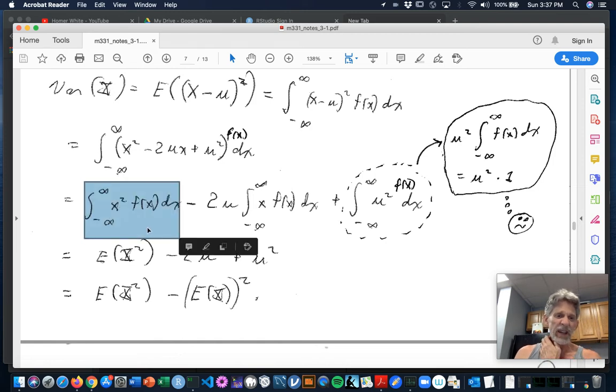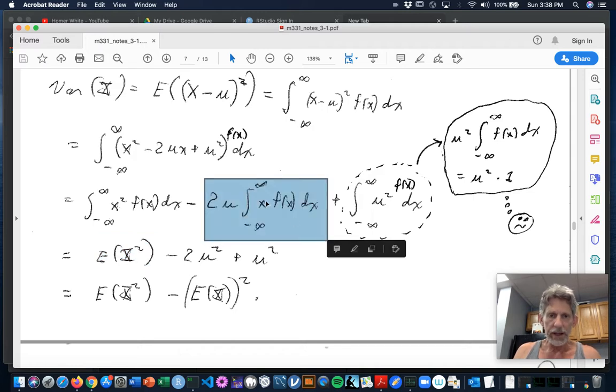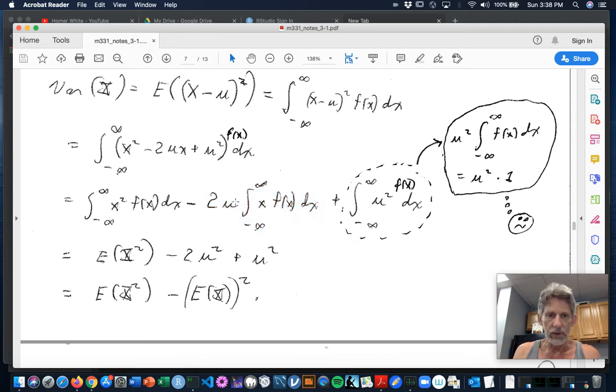I look at it and I see, oh, that's exactly the definition of the second moment around the origin, expected value of x squared. And this one here, well, that integral is exactly the definition of expected value of x, which I could write as mu. And so I've really got a minus 2 mu squared here.